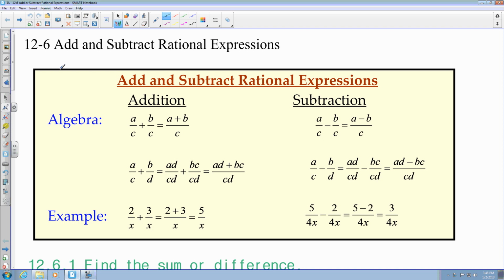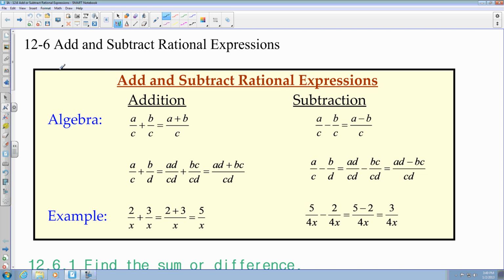We are now in 12.6, and 12.6 deals with adding and subtracting radical expressions. Now, if you remember when you had to add or subtract fractions, you didn't change the denominator while adding or subtracting.